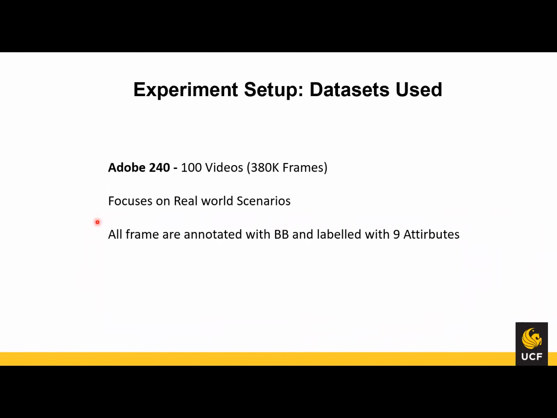And the Adobe 240 data set is 100 images, which is 380 frames, and it focuses on real world scenarios. All the frames are annotated with bounding boxes and labels with 9 attributes. And these attributes could be from occlusion to movements. It's just generic labels. It's not really specific.